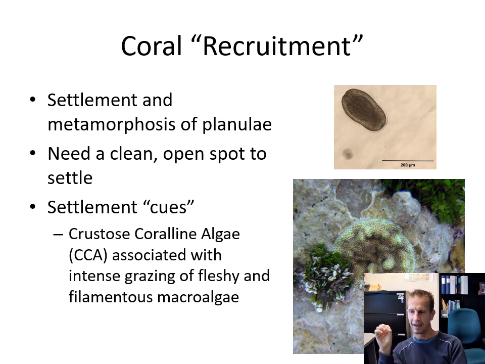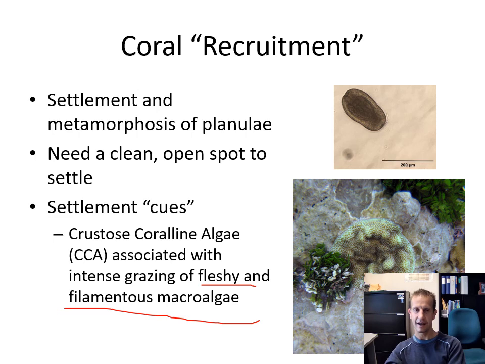And so even though these things don't have brains, they have some sensory abilities that can help them pick up on cues to where the ideal spot to settle might be. So there are some things that if they smell them, they will not settle there. Like they don't want to settle next to fleshy or filamentous macroalgae, which are likely to overgrow them. They don't want to settle on soft mud, which would not be a good place to attach.